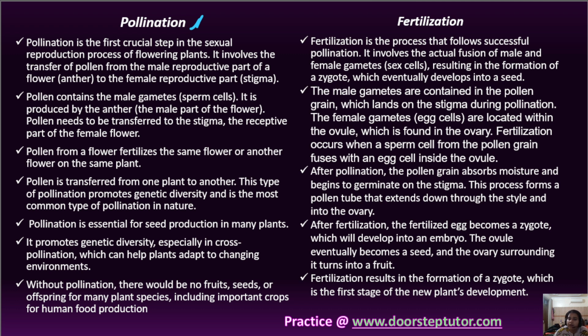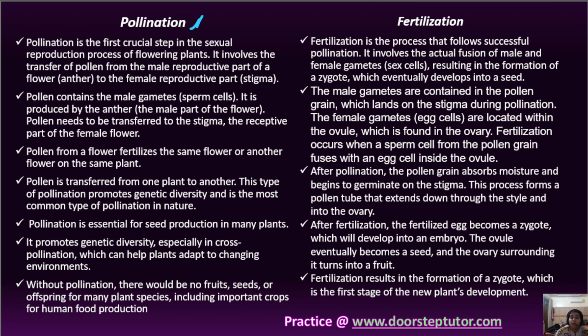After this, if we are talking about fertilization, then fertilization is the process which can only follow a successful pollination. If pollination is not there, then fertilization cannot happen. So firstly pollination will be there, and after that fertilization will follow. Fertilization involves the actual fusion of male and female gametes, and it results in the formation of a zygote, and this zygote eventually develops into a seed.